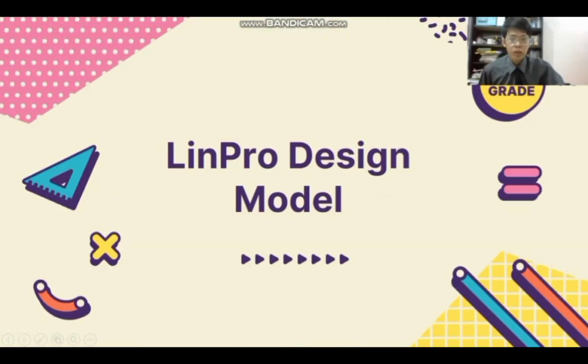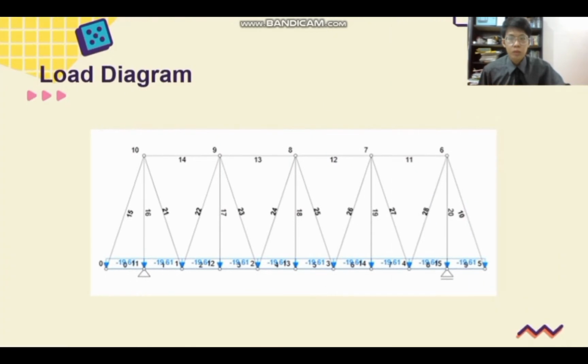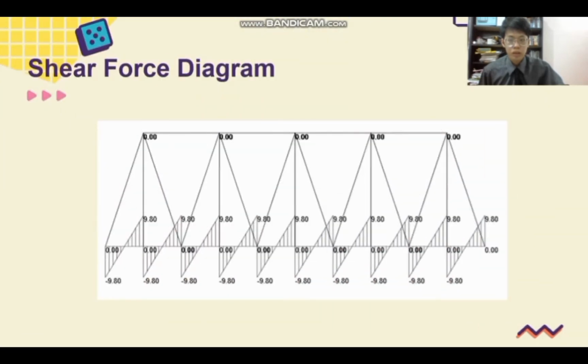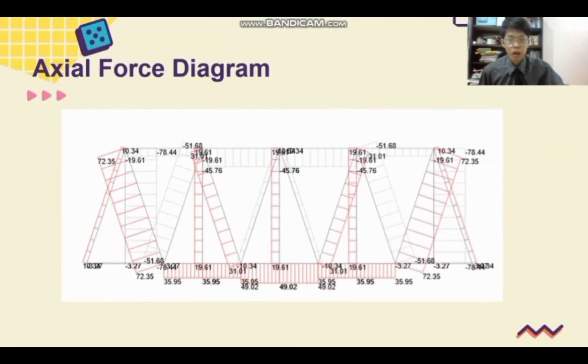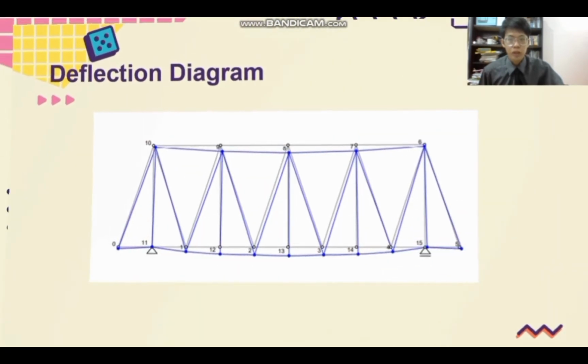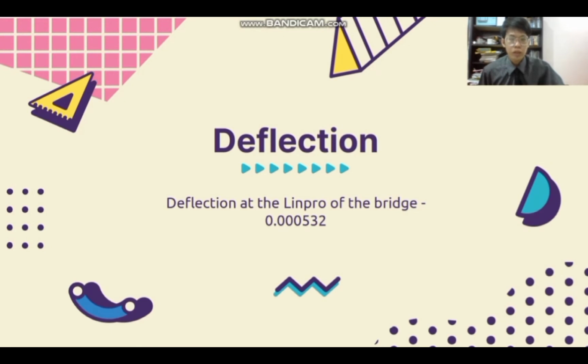Now I will explain the design model. First we can see our design for the model of the bridge. In this diagram we can see the load, which contains 2000 kg. Next is the moment diagram, then the shear force diagram, the axial force diagram, the deflection diagram, and finally the reflection diagram. Finally we find the reaction for the bridge is 0.0053 kN.